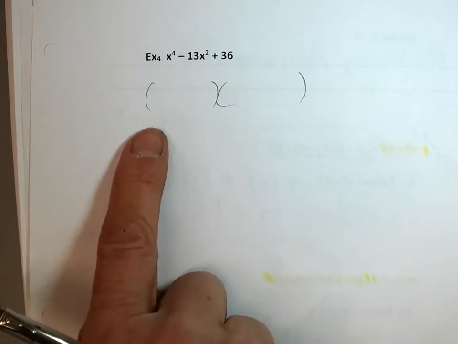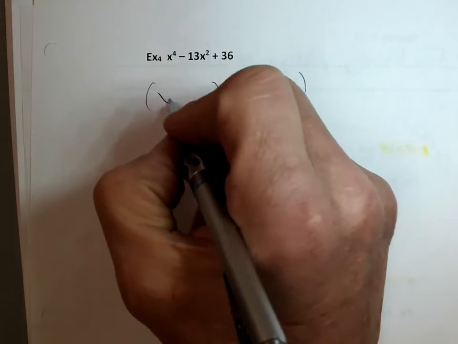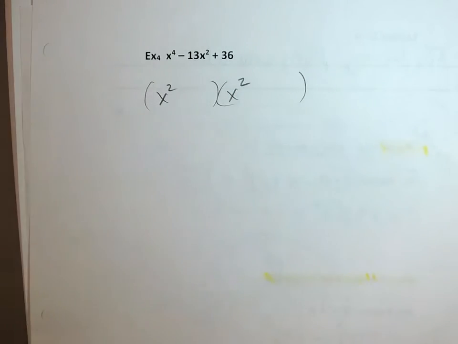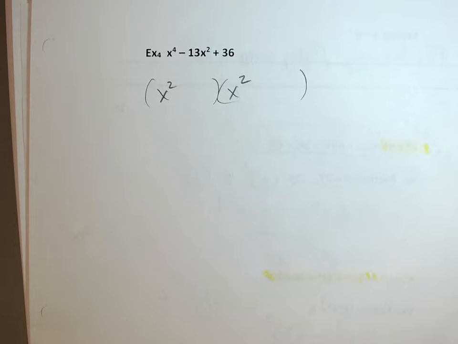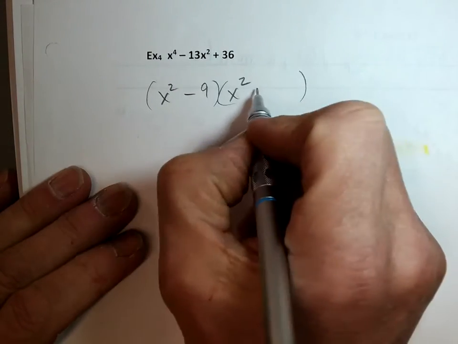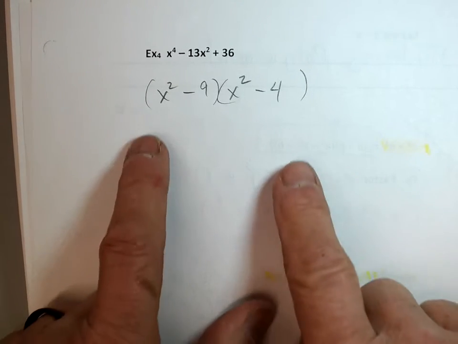What times what would make an x to the 4th? X squared, x squared. What times what makes 36? 6 and 6. But that's not going to make it 13. 9 and 4. Thank you. How about a negative 9 and a negative 4? Double negatives.